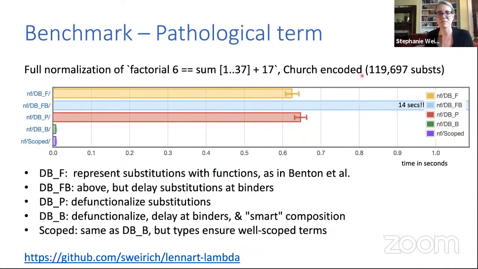Normalizing this lambda term takes over 100,000 substitution calls. In this particular one, you can really see this middle bar. It looked good before, but on this one, it's way off the chart. It's up to 14 seconds, but my x-axis ends at 1 second here. So doing all the optimizations does have a significant effect, but yet is still compatible with making sure that everything stays well typed.